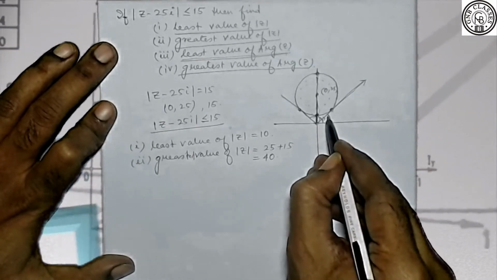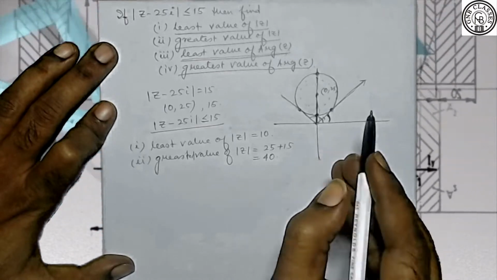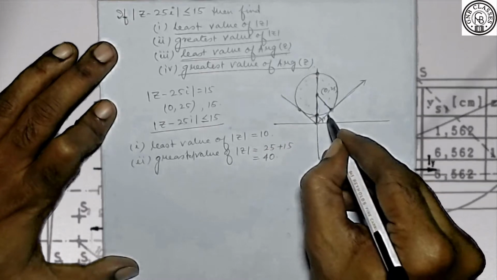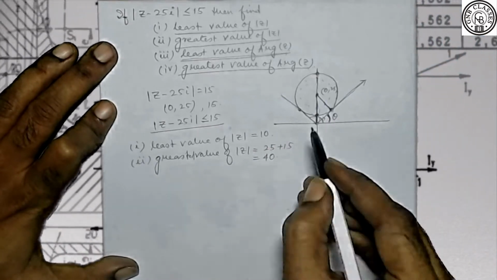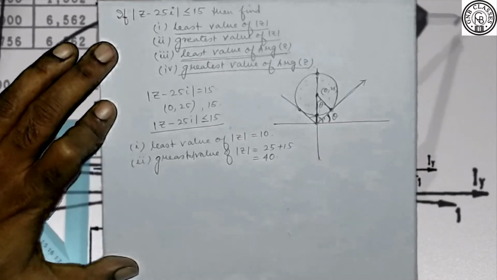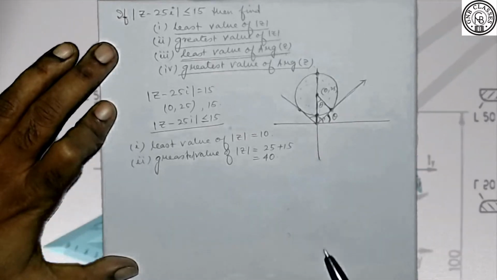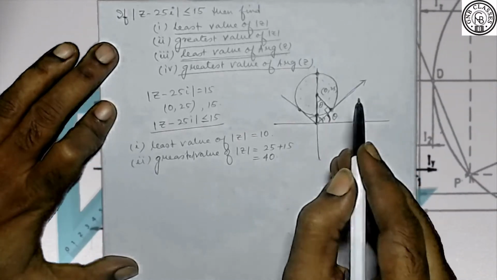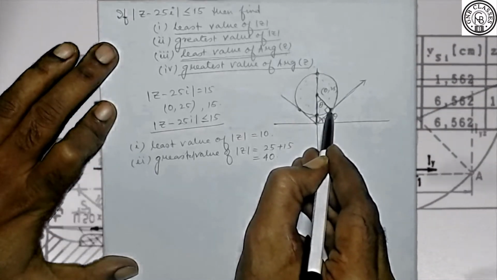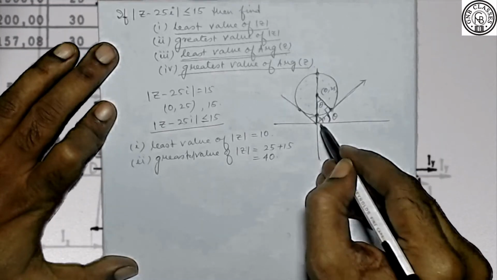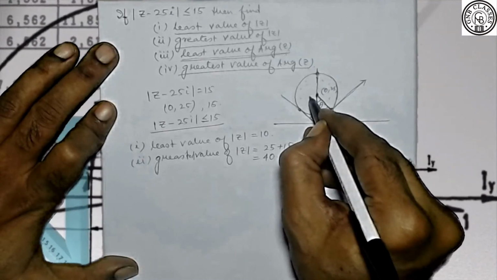Now, to calculate what this angle is, let me just join this center with this point. Let us say this angle is theta. If this angle is theta, then this angle is also theta. Tell me yes or no. Okay. Now, this is 90 degrees. This length is 25. This length is 15 because this is the radius of the circle. Therefore, by applying the Pythagoras theorem, we can find the length.